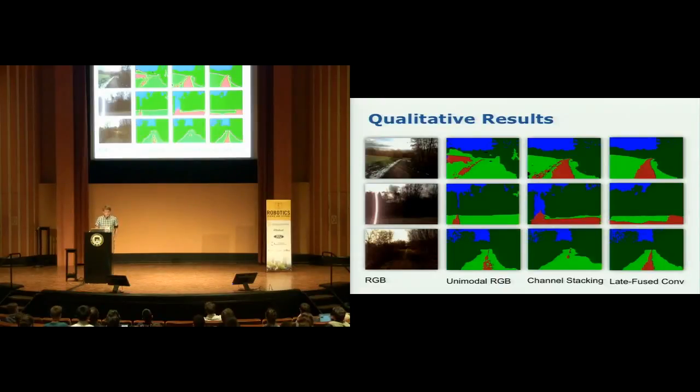In the middle row, you see the sun glare. It's also bad for the RGB. It's getting a little bit better with the channel stacking, or no, in this case it's getting worse, but it's really well detected with the late fused convolution. And at the end, you see that you should use the late fused convolution if you want to get really good results.